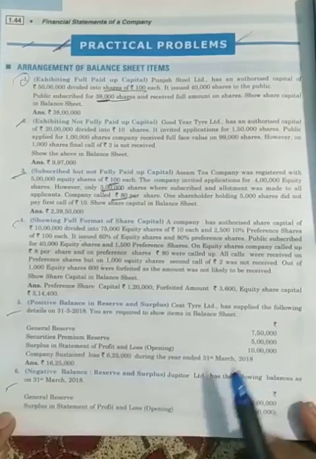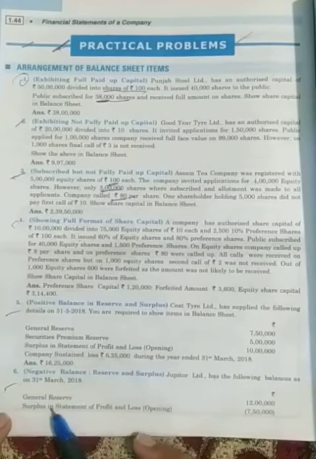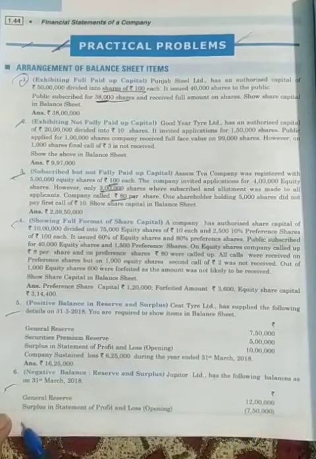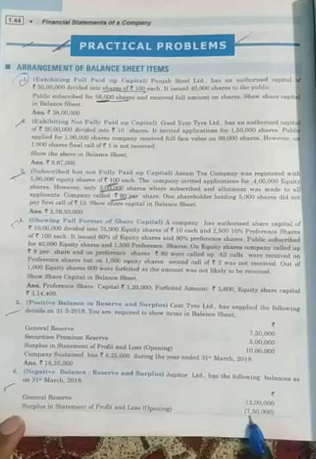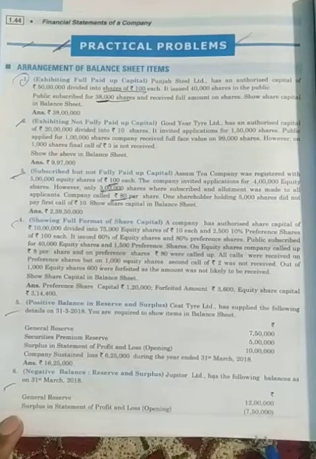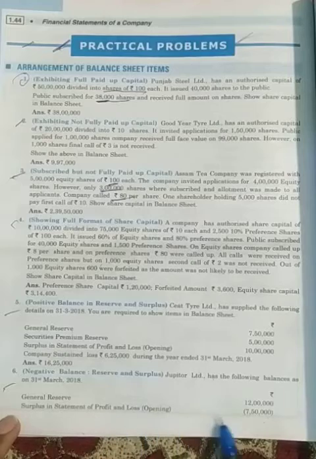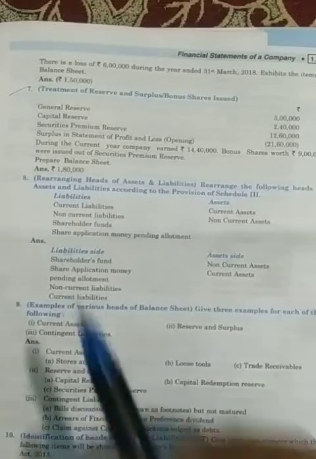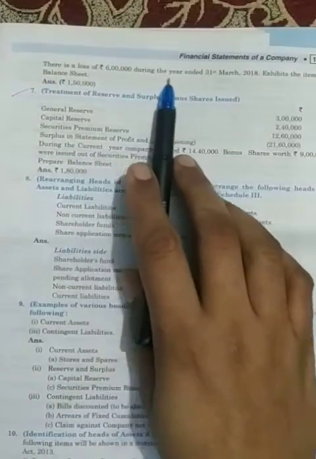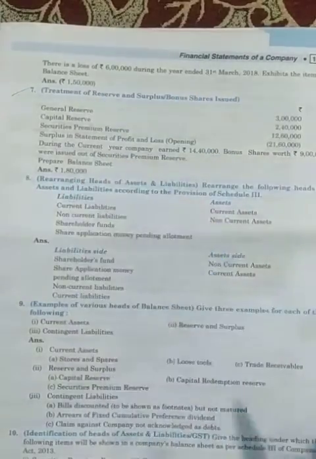Now the next problem is Jupiter Limited, which has the following balances as on 31st March 2018. General reserve 12 lakh. Surplus in statement of profit and loss account, opening balance, is 7,50,000, which is given in a bracket. What does the bracket mean? Bracket means it is a loss. It is a negative balance. So the opening balance of profit and loss account is negative, which means a loss of 7,50,000. Next, there is a loss of 6 lakh during the year ended 31st March 2018. Exhibit the items in the balance sheet.